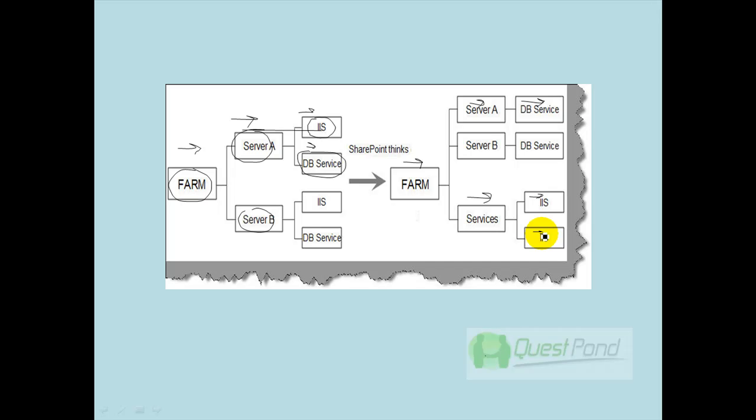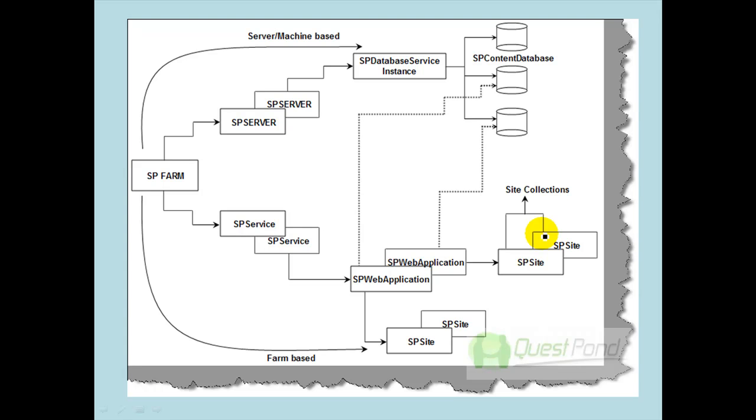It's not the normal way we were talking about previously. It talks in terms of farms, then in terms of two categories: one is the server level, and then the services level. On the server level, it attaches the database services with the server, and on the services level it attaches IIS. So here's how the whole picture of the SharePoint WSS model looks.